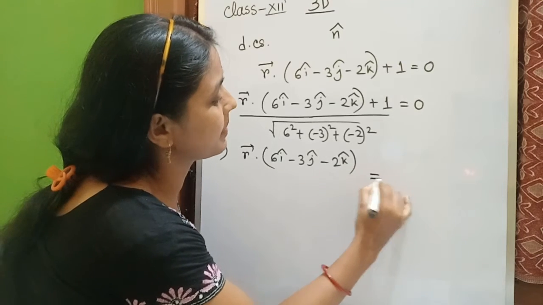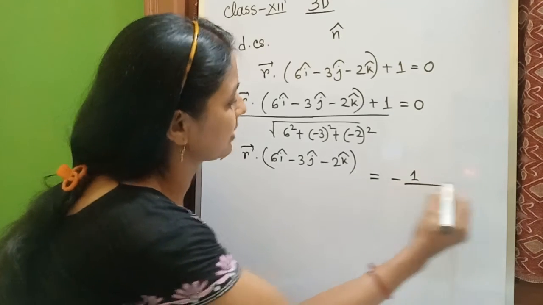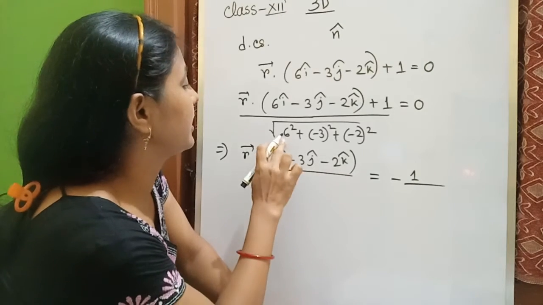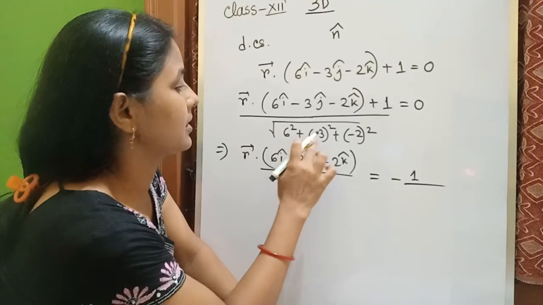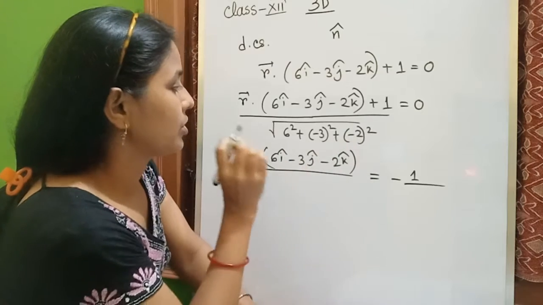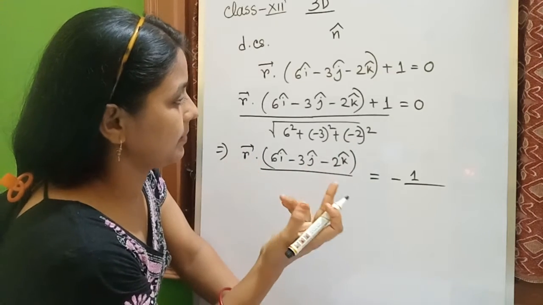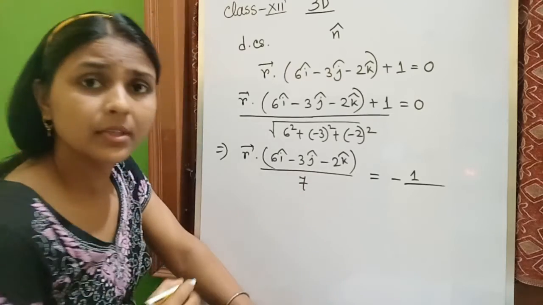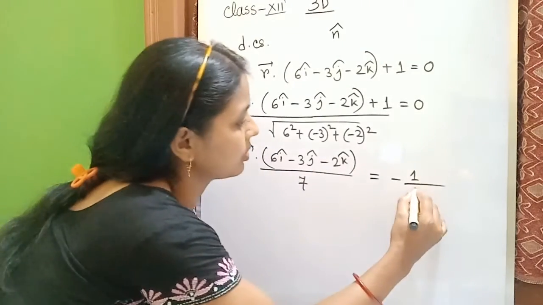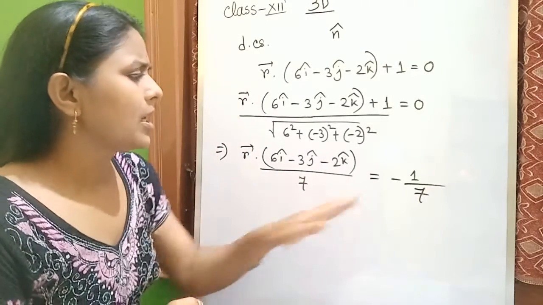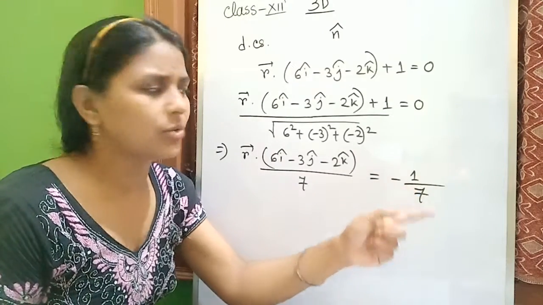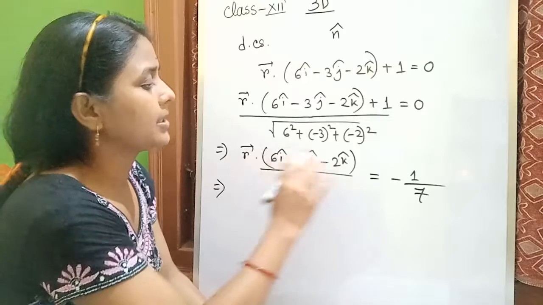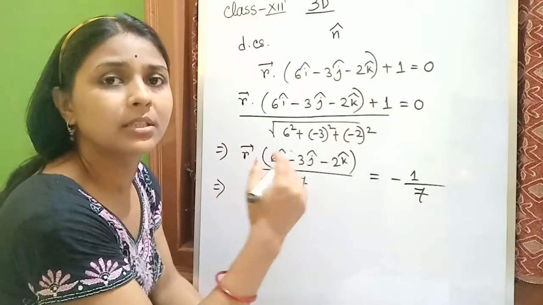plus 1. This part I am writing minus 1, divided by, in the right hand side, and this portion is divided by 6 square, that means 36 plus 9 plus 4. So 36 plus 9 plus 4 means root over of 49, so it's actually 7. So here also it will be 7. Now look, the right hand side part is the distance. So distance can't be negative. So we need to make it positive. How? We will multiply both the sides with minus 1.